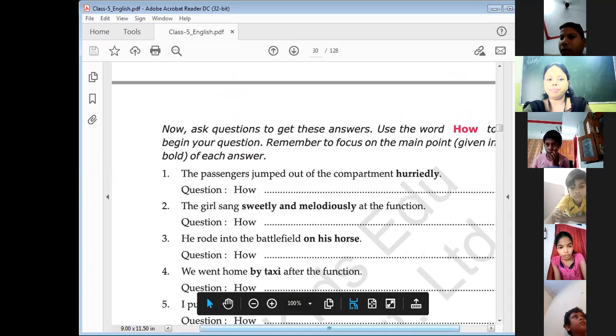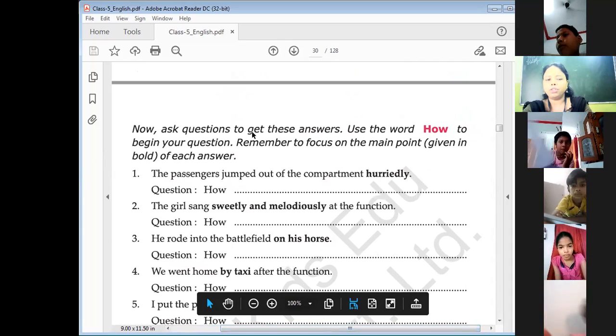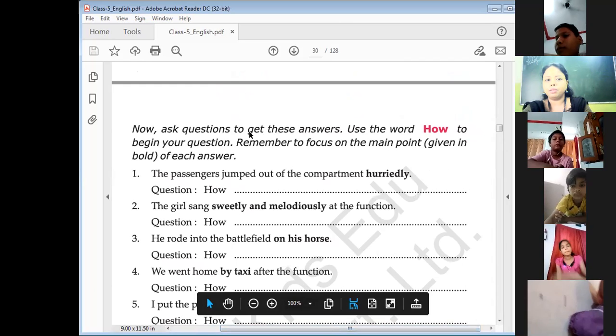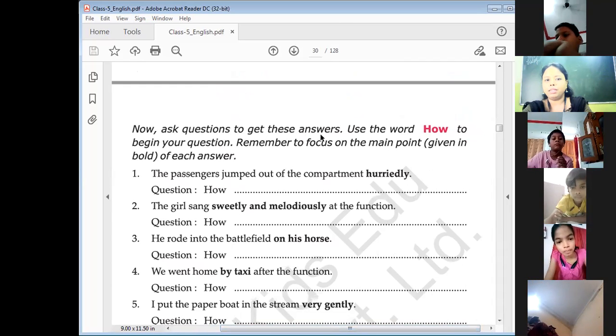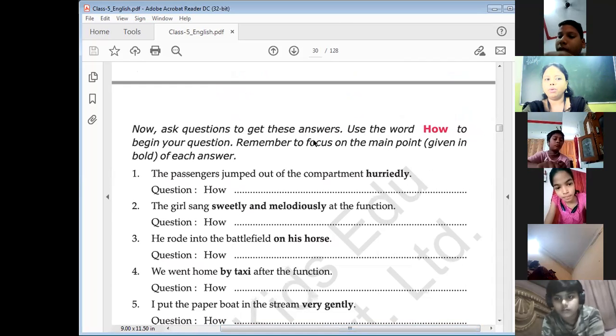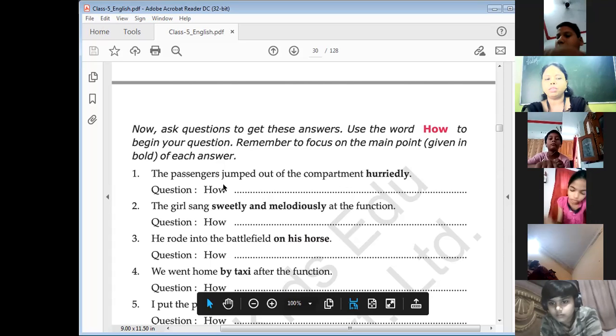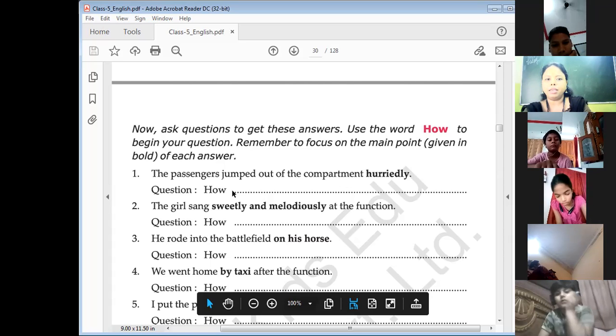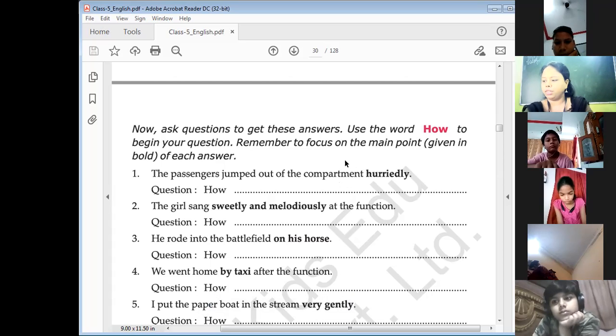Now ask questions to get these answers. Use the word how to begin your questions. Remember to focus on the main point given in the bold of each answer. So here we have to start the question with how and take care of the word which is written in bold over here.